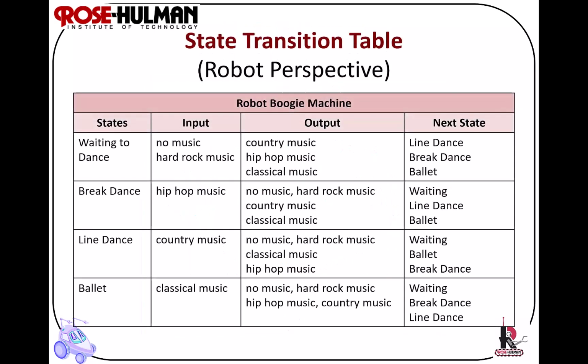And here's what the state transition table from the robot's perspective would look like. It's either waiting to dance, or it's break dancing, line dancing, or doing ballet, based upon whether there's no music, hard rock music, hip hop music, country music, or classical music.